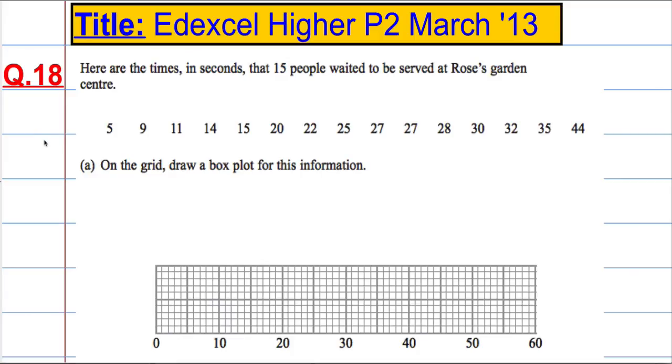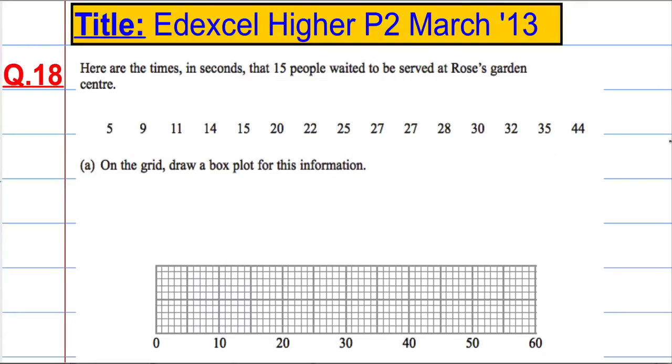So in question 18, we are given the times in seconds that 15 people waited to be served at Rose's Garden Centre. And there's all the times there in seconds. On a grid, we're asked to draw a box plot for this information. Now, thankfully, they've put the data in order for us.